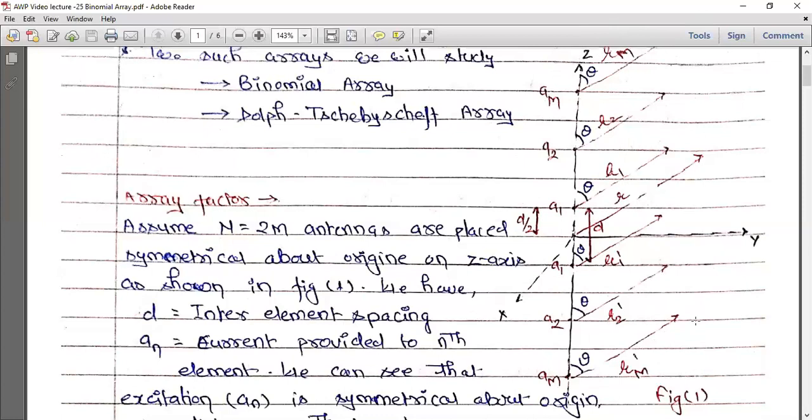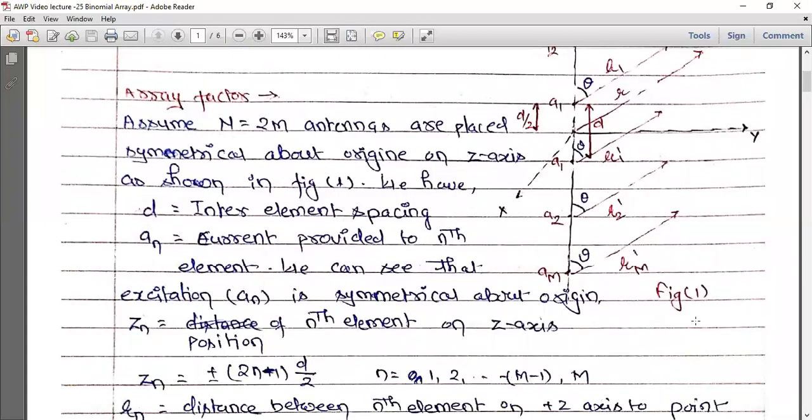Okay. So we can see that the excitation An is symmetrical about the origin. That is an important aspect for this particular binomial array. If we are going to design a binomial array, we should consider the excitation to be symmetrical about the center of the antenna. The elements will be supplied with current magnitudes which are distributed symmetrically about the center of the antenna. In this particular case, the center of the antenna array is the origin, and that's why the amplitudes are distributed symmetrically about the origin.